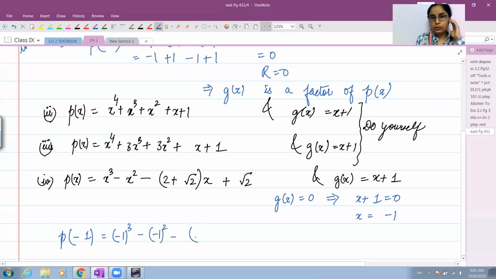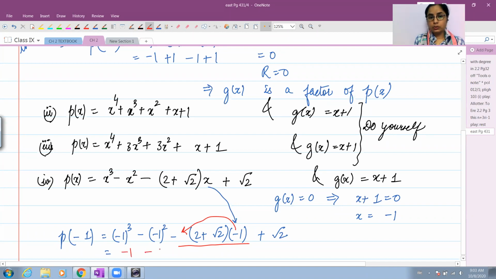To simplify this, you can either open the brackets first and then solve, or you can do it simultaneously. Like I've directly substituted the value of x here. Be a little careful when you open this bracket. The bracket that contains these terms, be a little careful because you have a negative right here and a negative here. So this negative will make this negative positive. And then you can solve. This will be minus 1 plus 2 plus root 2 minus root 2. And the answer will be 0.